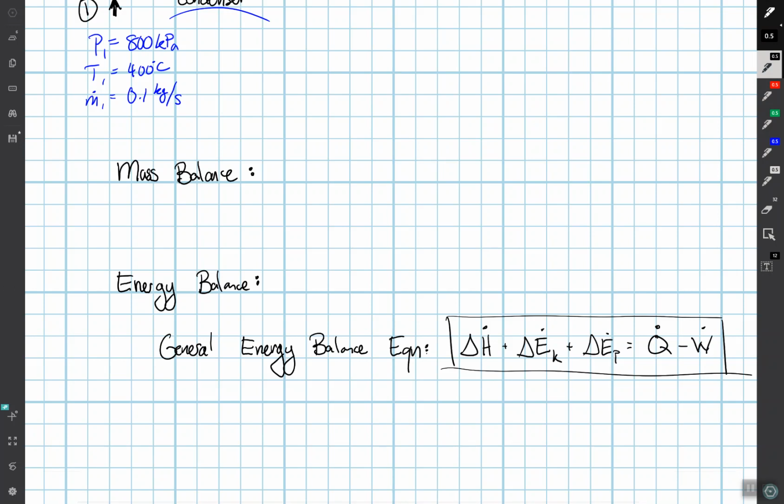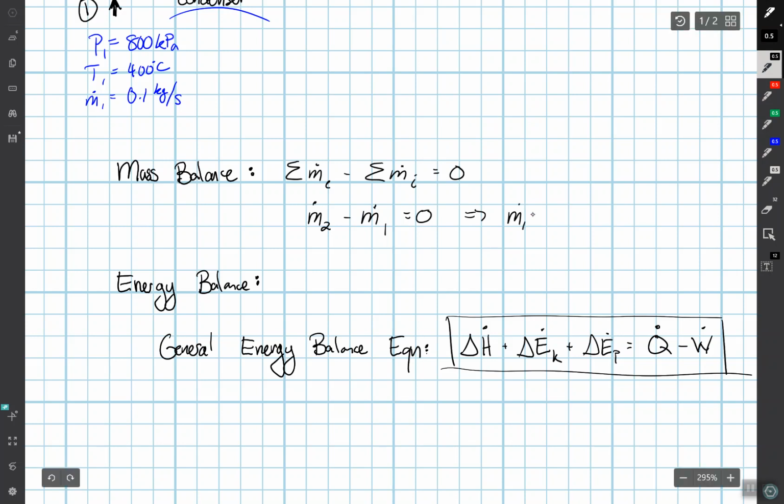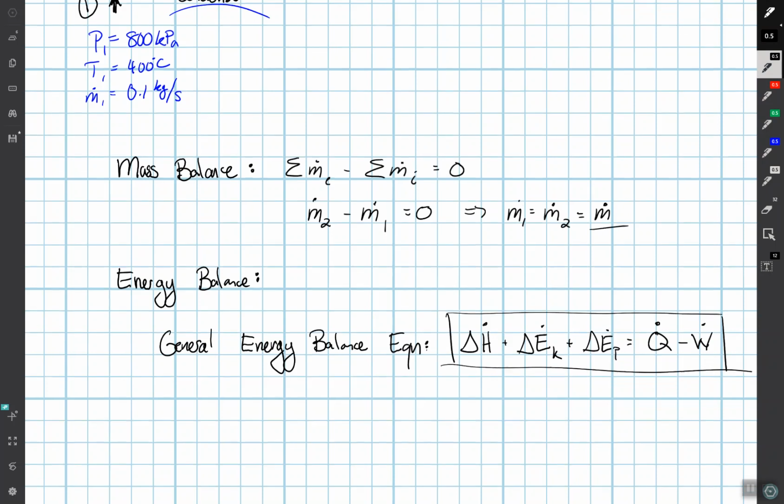So we're going to go through step by step. First, we're going to do a mass balance. This is the sum of the mass flow rates exiting minus the sum of the mass flow rates coming in must be equal to 0. We only have one inlet and one outlet, so our mass balance is rather easy. M dot 1 equals M dot 2, and then we'll just call that M dot because it's the same in the inlet and the outlet. So there, we've done our mass balance.